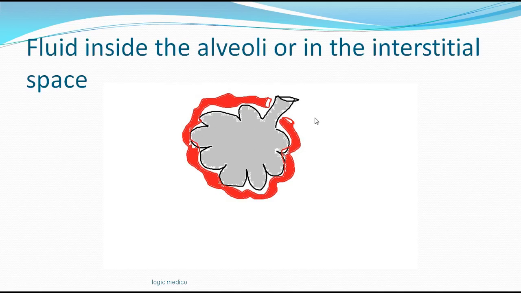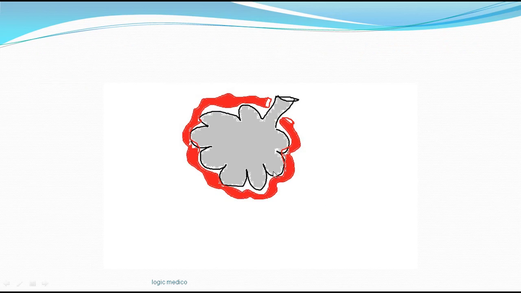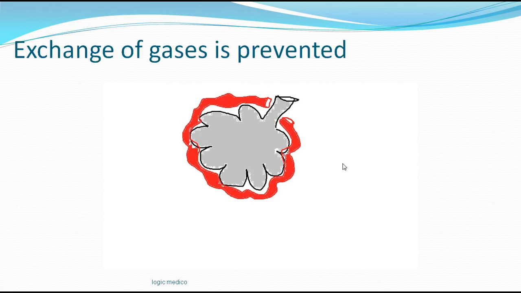So what happens ultimately because of this? The fluid inside the alveoli or the interstitial space prevents the exchange of gases between the alveoli and the capillary. So that is the main cause for reduction in oxygen saturation. When you measure with pulse oximetry, which you can see in one of my videos on how to measure pulse oximetry, the saturation drops because of failure of exchange of CO2 and O2. O2 has to be taken in and CO2 should be given out.